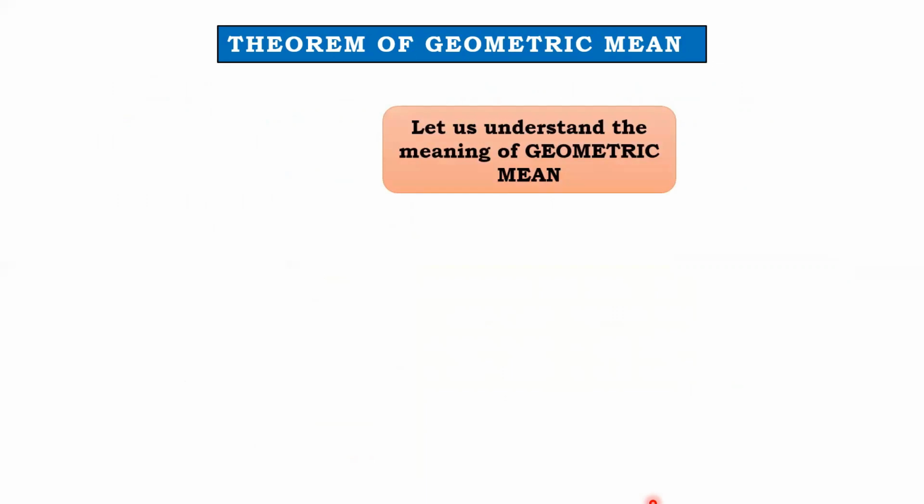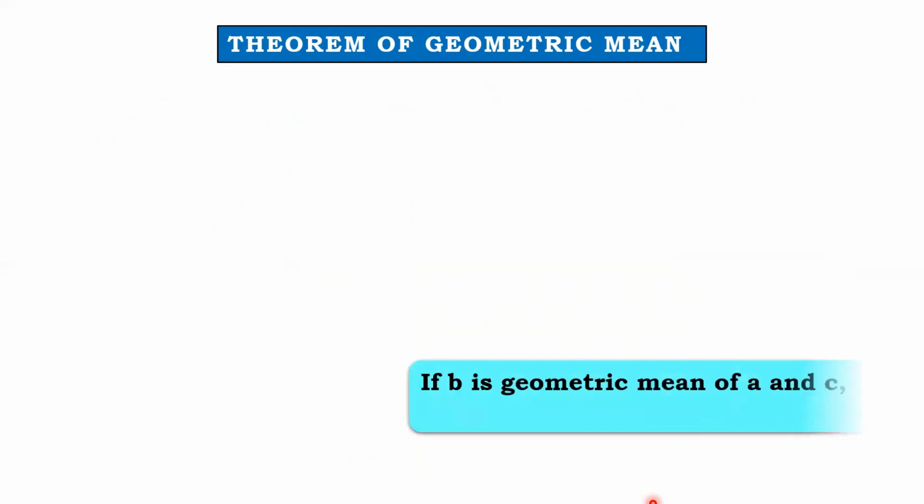Now students, to understand theorem of geometric mean, we need to understand what do you mean by geometric mean first. Now let us understand the word geometric mean. Here there is a statement: B is the geometric mean of A and C. If B is the geometric mean of A and C, that means the equation is B square is equal to A into C. So students, we can clearly understand the meaning in English and the meaning in math.